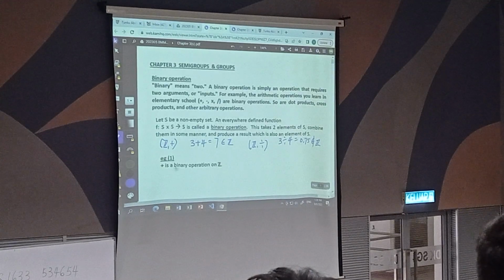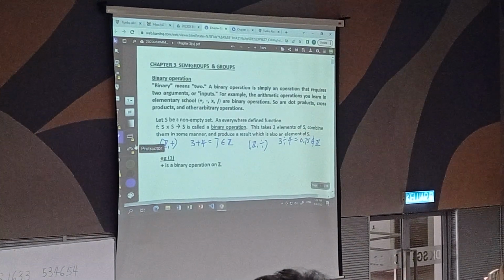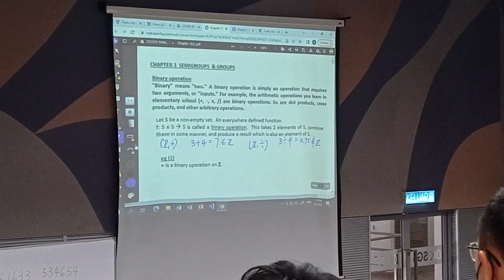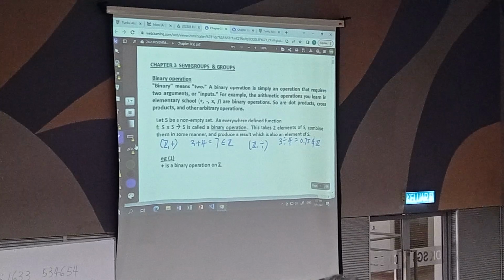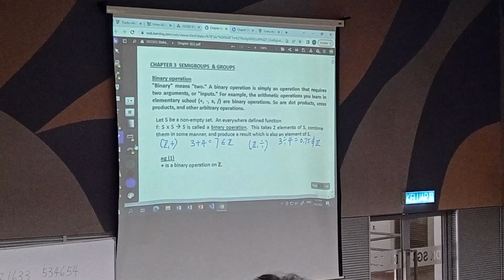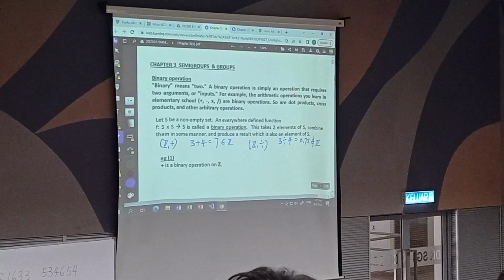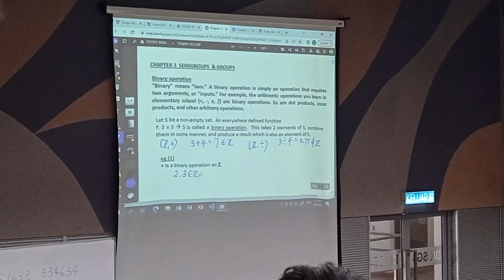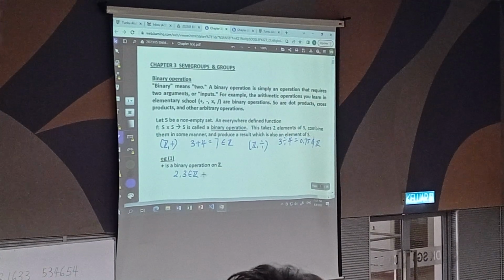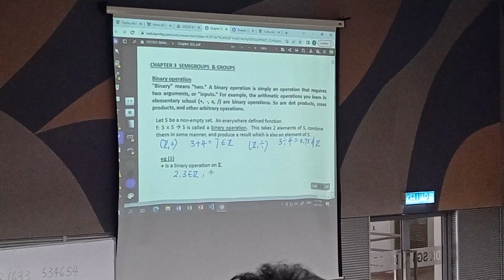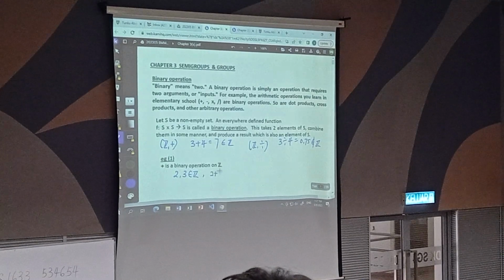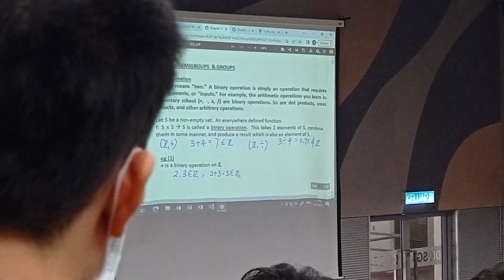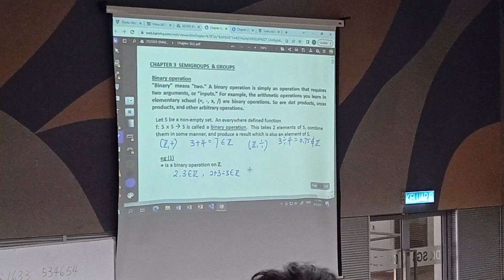Okay? Now, this is the first example here. You can just write any 2 integers like I gave you just now. So you can say 2 and 3 belong to the integers, and then after that you add up these 2. It also belongs to the integers, right?